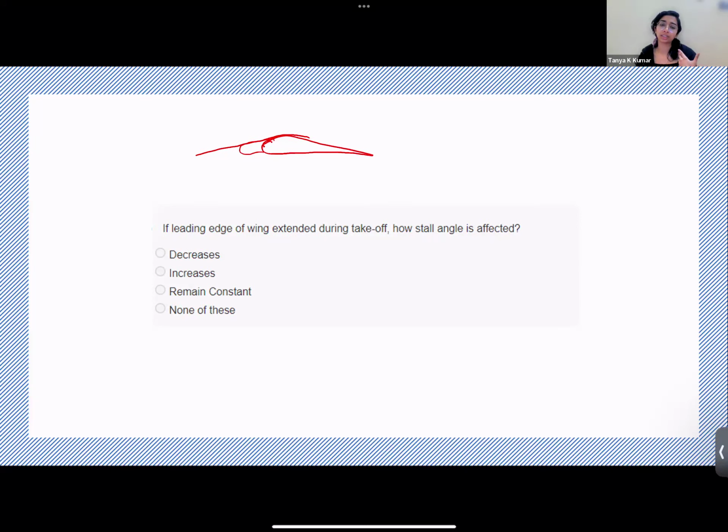They increase the lift during takeoff and landing, or they are deployed in such conditions. Here, in this case, it will maintain the attached flow for a longer alpha range, and hence it increases the angle. So the answer is increases. Correct.